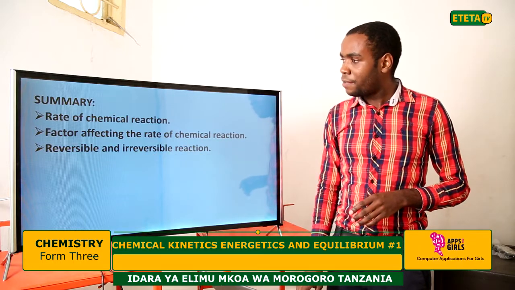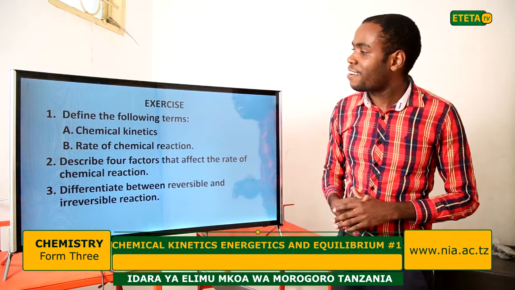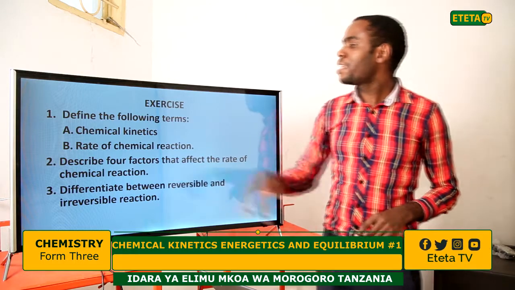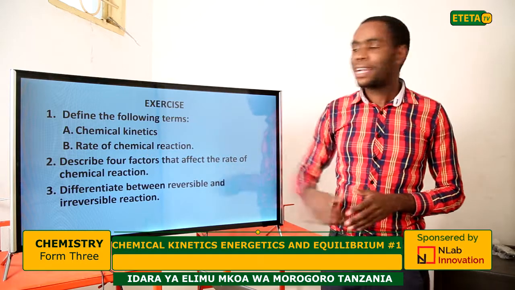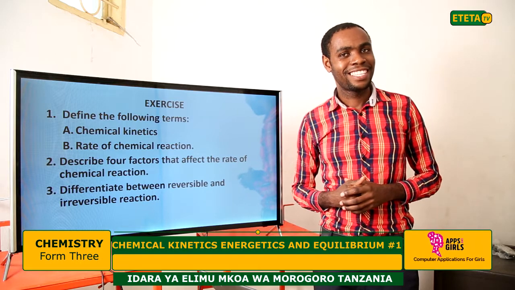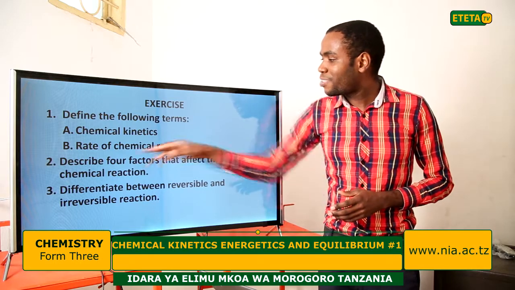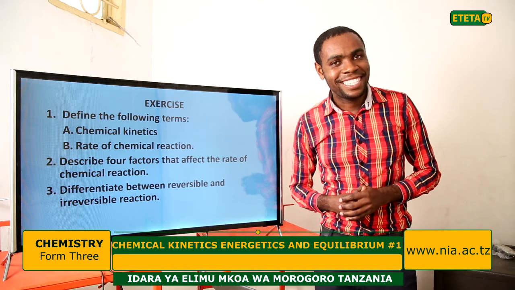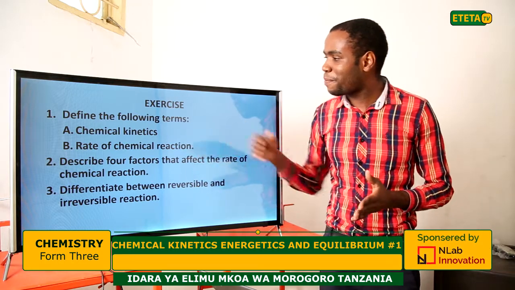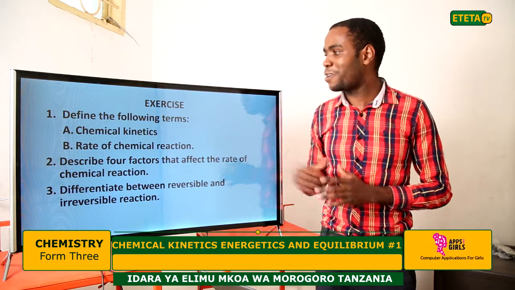Now, I have the exercise here. So the question said, define the following terms. Chemical kinetics. Students, it's my hope that you can define it. Rates of chemical reaction. Can you define it? It's my hope that it is very simple now to define it. It's very possible to define these two terminologies.